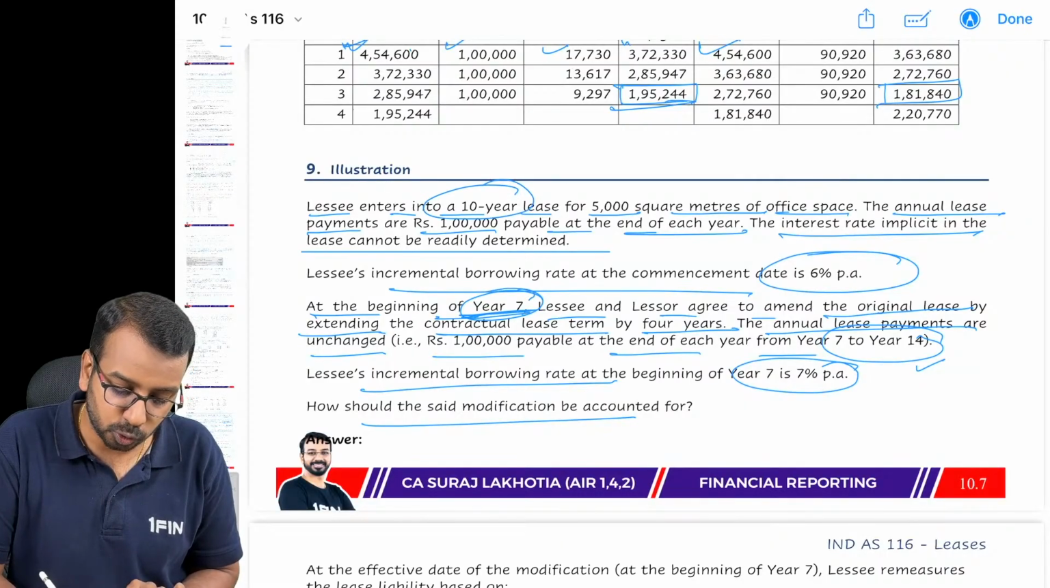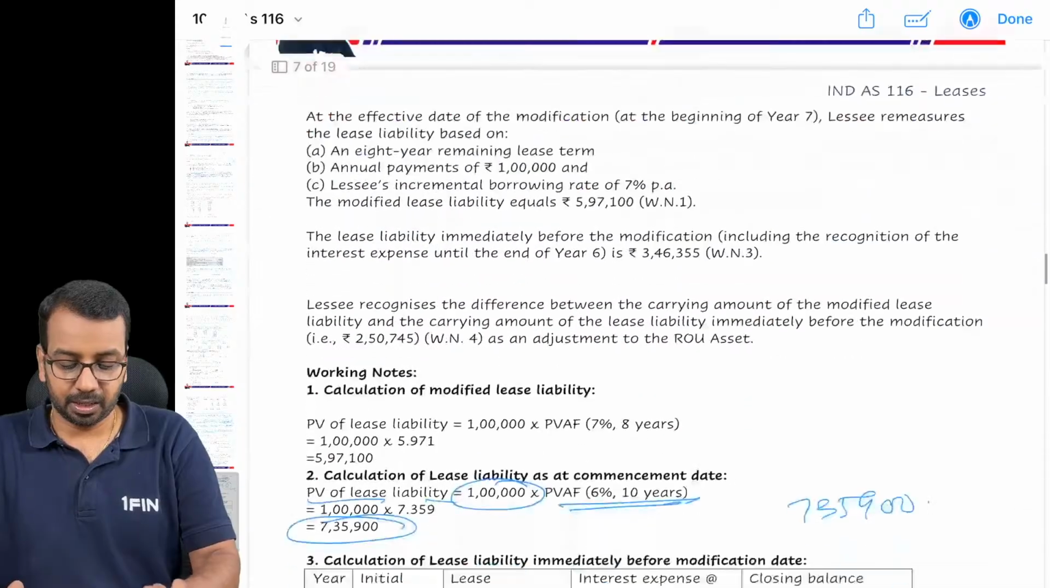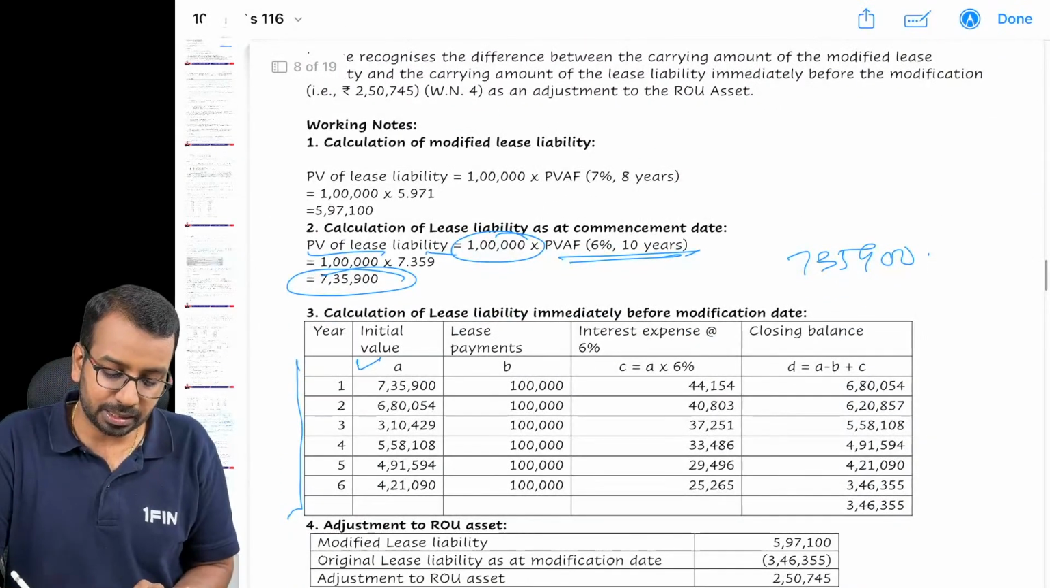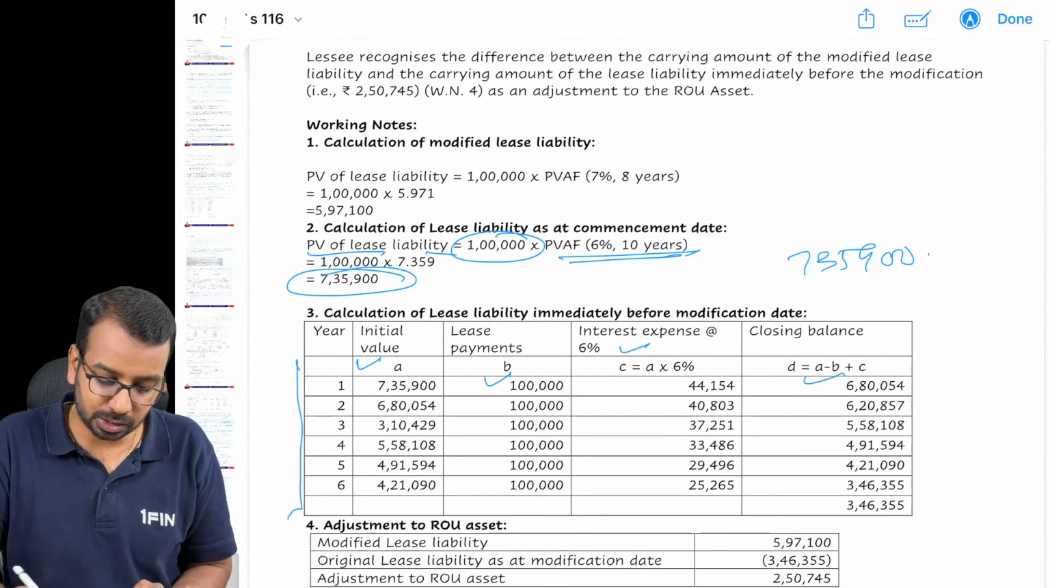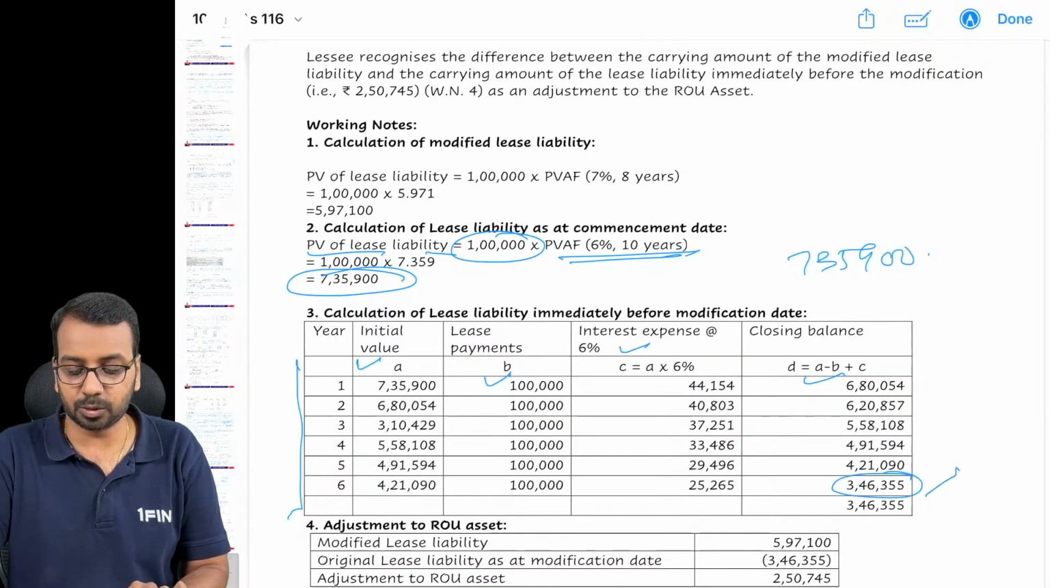10 years is the lease. So till the end of year 6 you have to prepare. So liability, opening balance, interest, payment, closing balance. The closing liability comes to 346,355. Okay, this is what has happened.